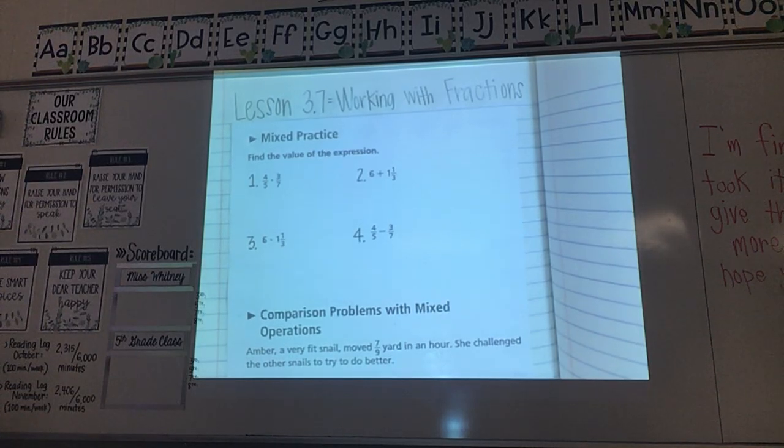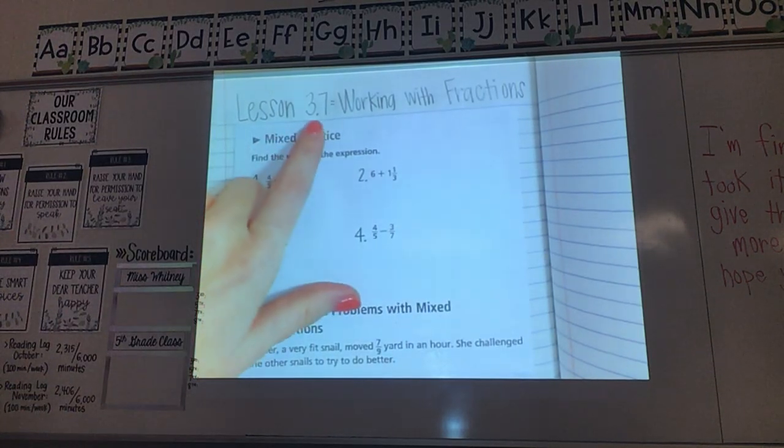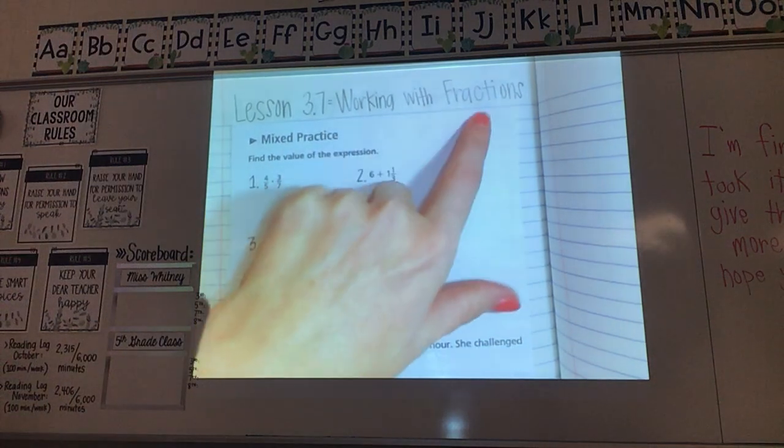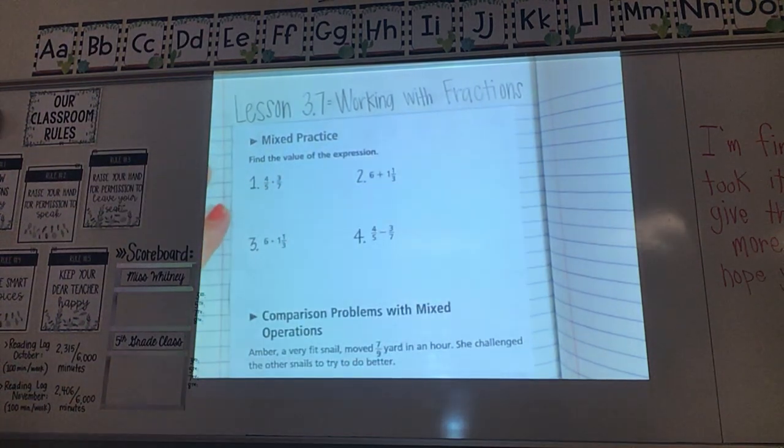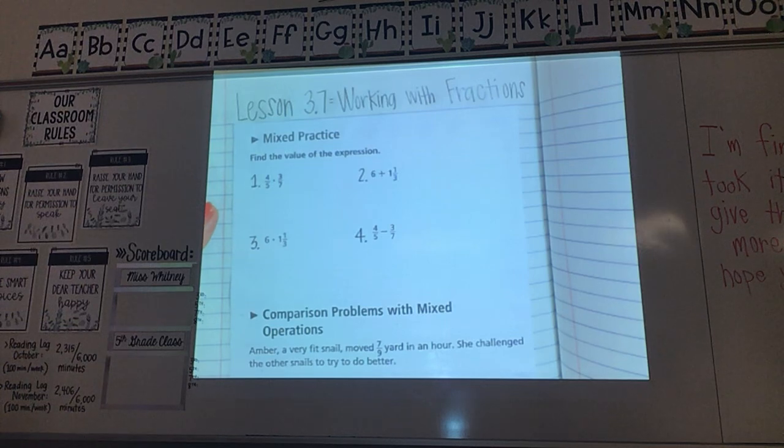Hi, fifth graders. Today's math lesson is lesson 3.7, working with fractions. And today's lesson is actually a review. We are not learning anything new, but we are reviewing all of the skills we know how to do with fractions. So that includes addition, subtraction, and multiplication.